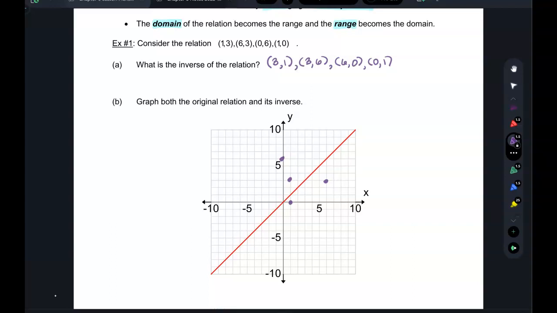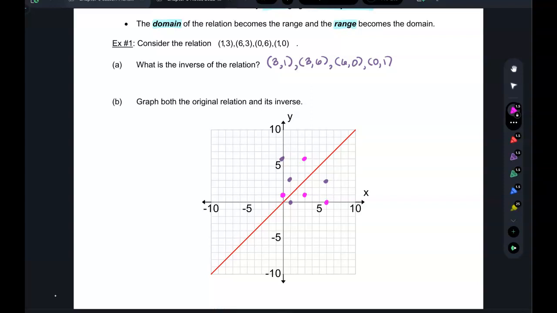Oh my god, I'm stupid. Wait, we're doing the first one? So you're graphing both the original and the inverse. Okay, I'm going to do them in different colors. Here I'm going to use this other color. So this will be 3, 1, 3, 6, 6, 0, and 0, 1.